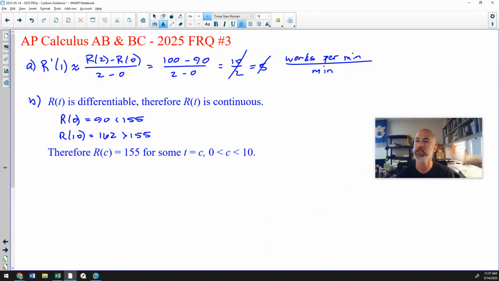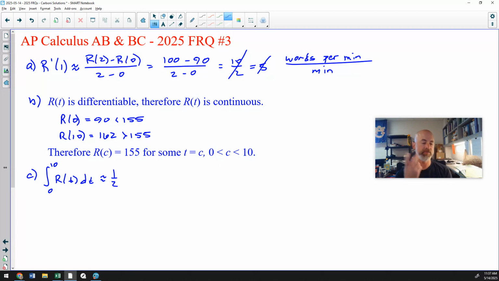So let's look at this one, number C. The trapezoidal sum, you don't have to write the integral that this trapezoidal sum represents, but I like to. So the integral from 0 to 10 of R of t dt, and this is an approximation, so we need to put an approximation symbol. And the first trapezoid is half of, and the heights of the trapezoid are your delta t's, so 0 to 2, that is a delta t of 2. The bases of the trapezoid are the function values, so on that interval it's 90 plus 100.